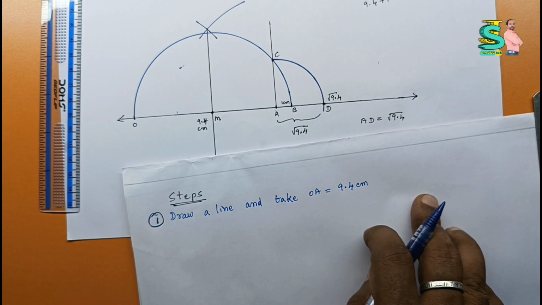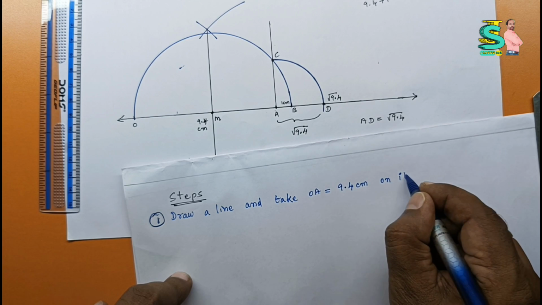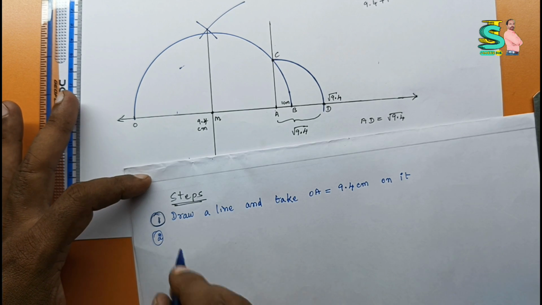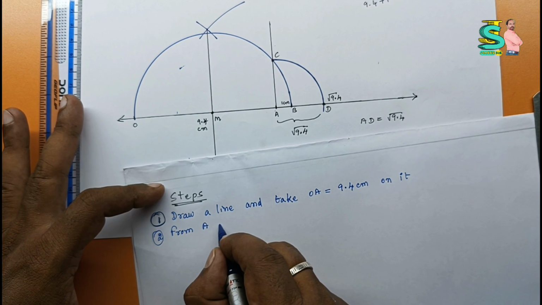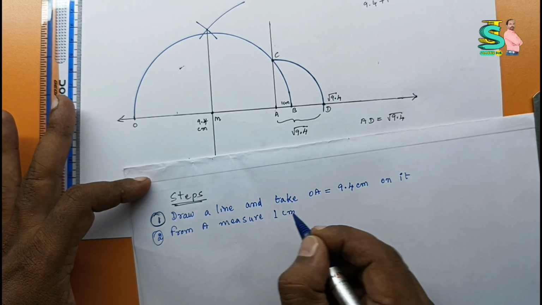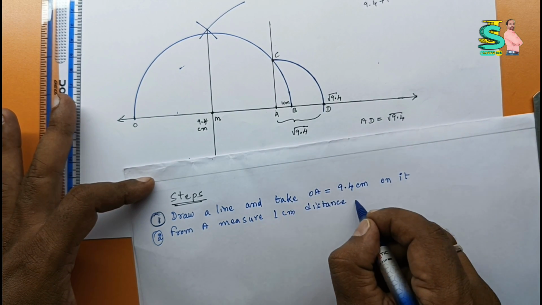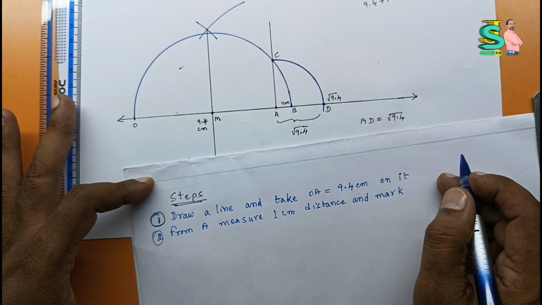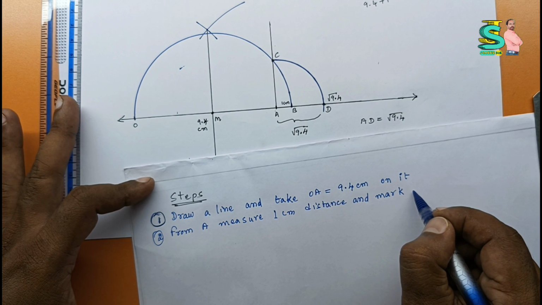And what we did here? Next step, from A, measure 1 unit, means 1 centimeter distance, and mark what we marked here, B. Mark as B.